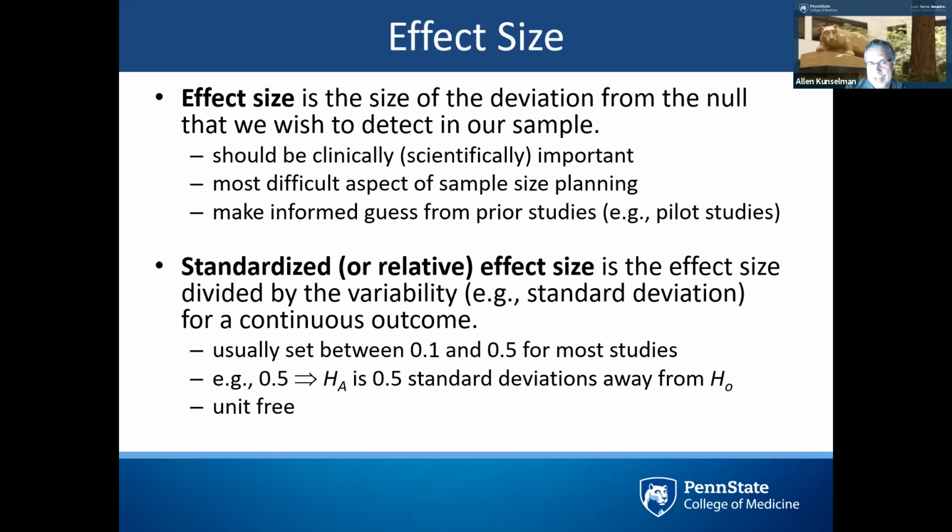And how do you get this information? You can do a pilot study, a literature search, and if all else fails, take your best clinical guess on the topic. Another term you may see is called a standardized or relative effect size. And this is the effect size divided by the variability, for example, the standard deviation for a continuous outcome. And it's usually set between 0.1 and 0.5. And an example of interpreting this, say it's 0.5, it means the alternative hypothesis is 0.5 standard deviations away from the null. And because you're dividing, it's a unitless measure, because you're taking the effect size divided by the variability.